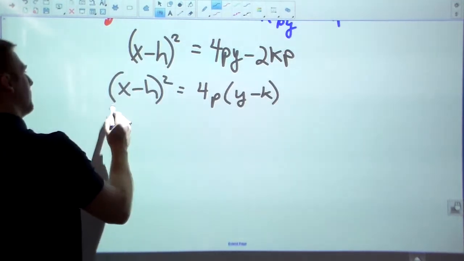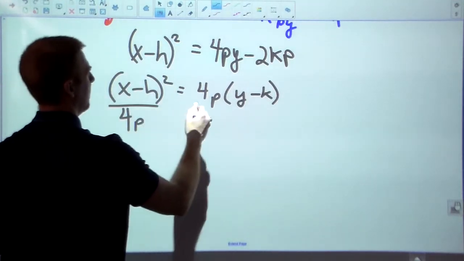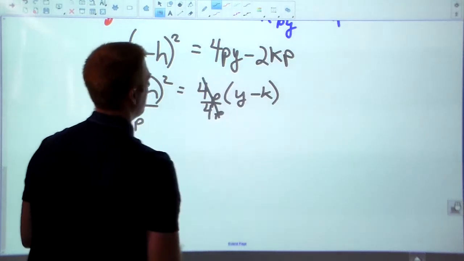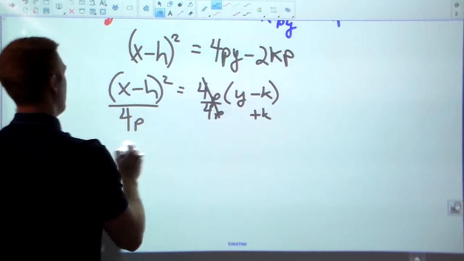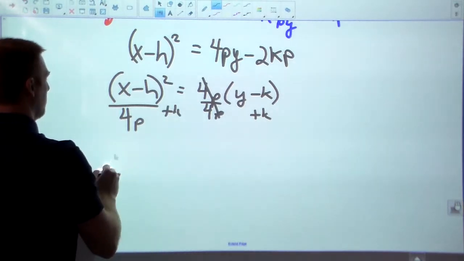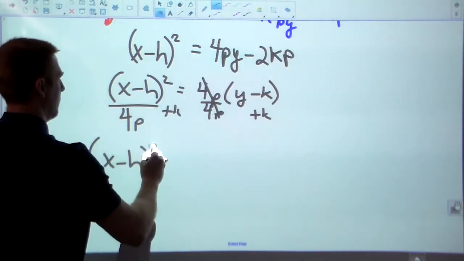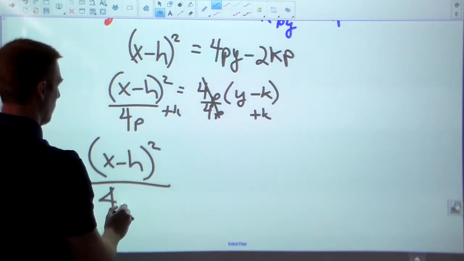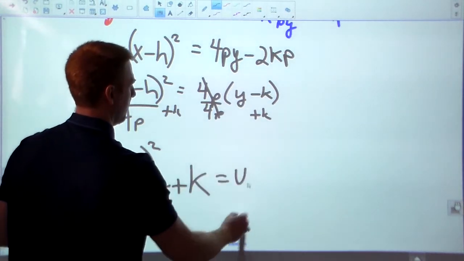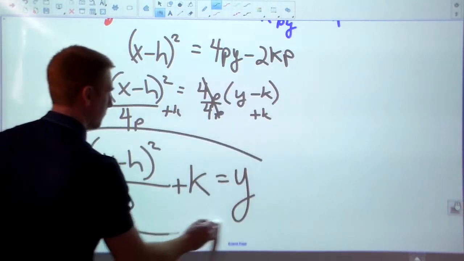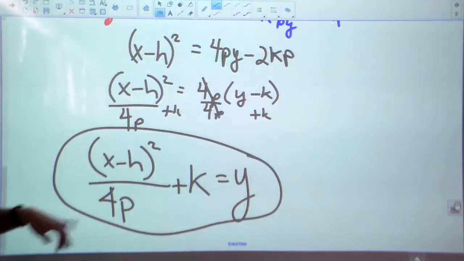So we can divide both sides by 4p, which gets it out of here. And then finally we can just add k, since that's all that's left over there. So add k to both sides. I'll write it a bit neater. (x minus h) squared over 4p plus k equals y. So there's your formal definition for a parabola.